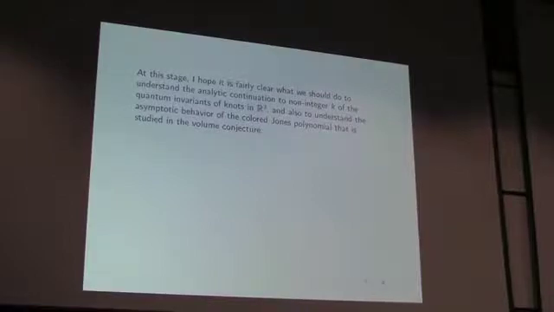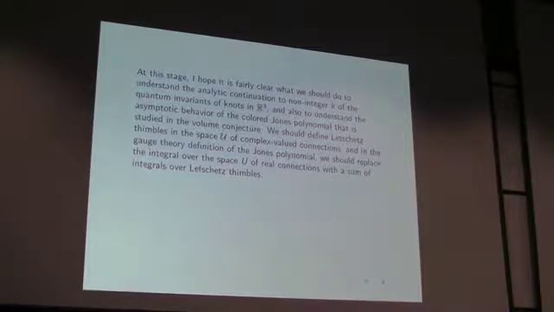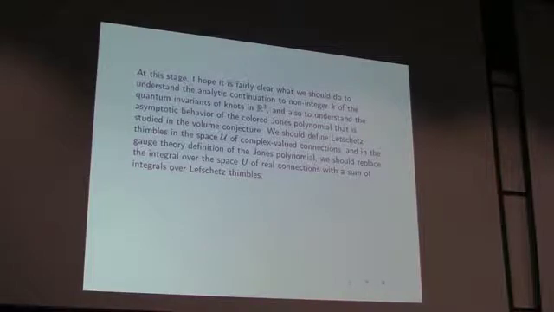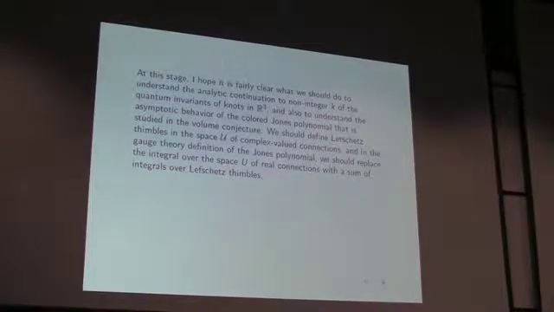Now, at this stage, I hope it's clear, not only to physicists present, what we should do to understand the analytic continuation to non-integer k of the quantum invariant of knots in R3. And also to understand the asymptotic behavior of the colored Jones polynomial that's studied in the volume conjecture. We should define Lefschetz thimbles in the space curly U of complex connections. And in the path integral definition of the Jones polynomial, we should replace the traditional integral over the space U of real connections with a sum of integrals over Lefschetz thimbles.